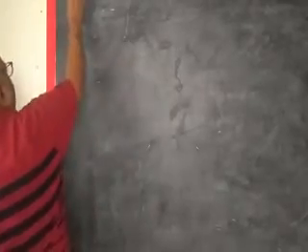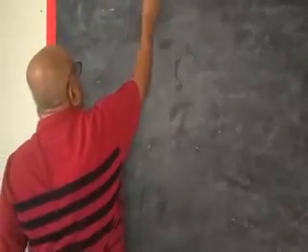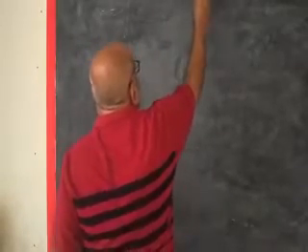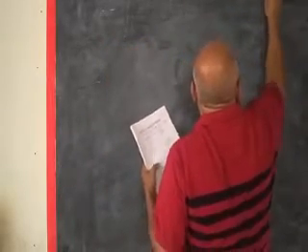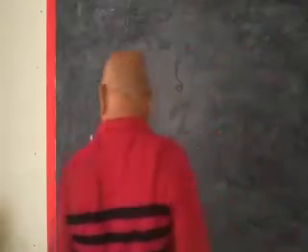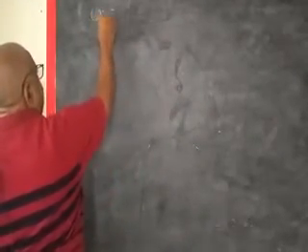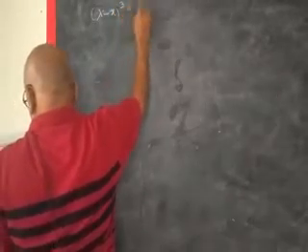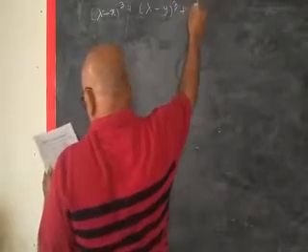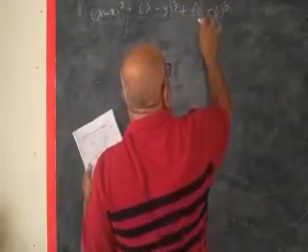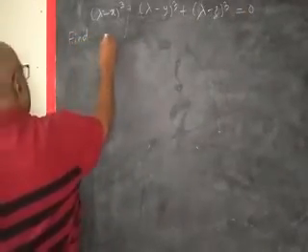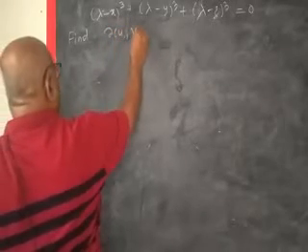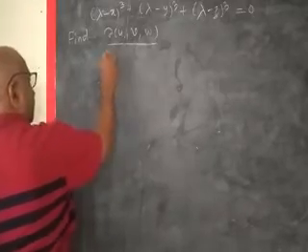First one is, if u, v, w are roots of the equation in lambda, that is (lambda minus x) cubed plus (lambda minus y) cubed plus (lambda minus z) cubed equal to 0, find the Jacobian of u, v, w with respect to x, y, z.